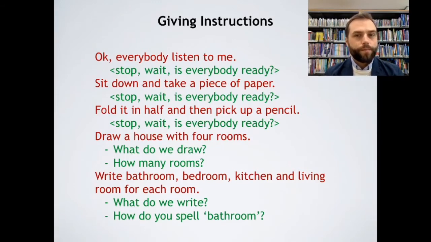What do we draw? The answer, a house. How many rooms? 4 rooms. And the final instructions, what do we write? Bathroom, bedroom, kitchen, and living room. And there's another question, how do you spell bathroom? B-A-T-H-R-O-O-M. Okay. So here you've got step-by-step instructions and you've got checking questions. We're going to talk about checking questions more in this presentation later on.